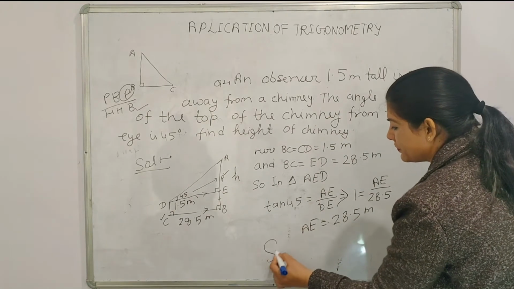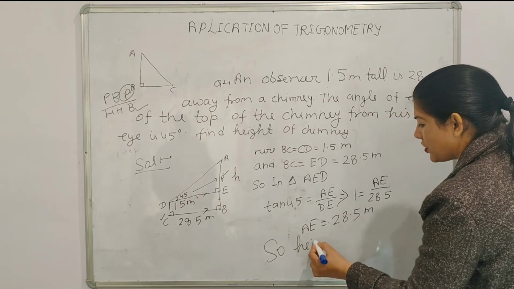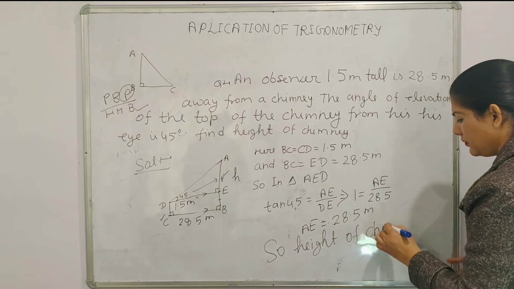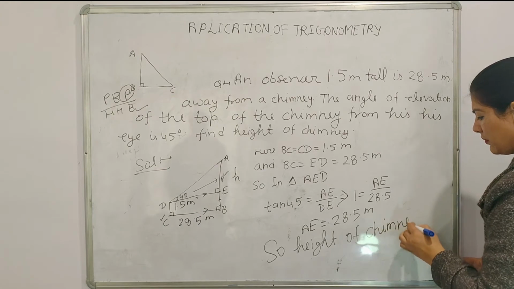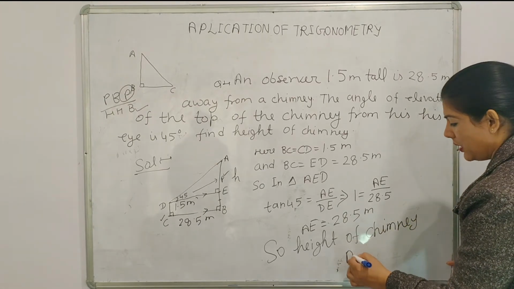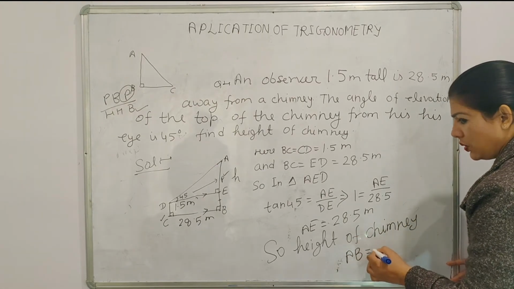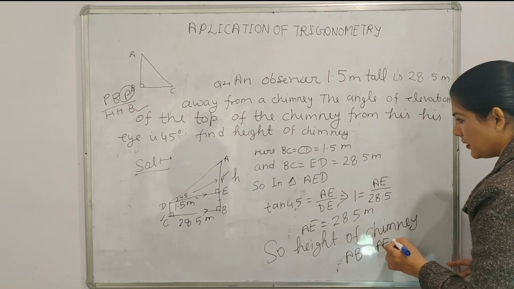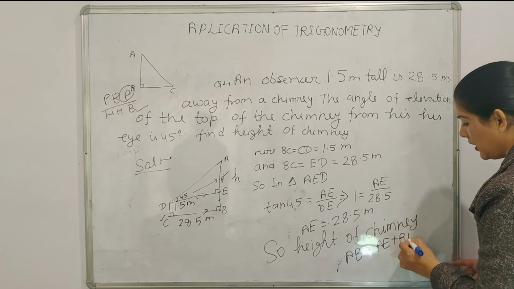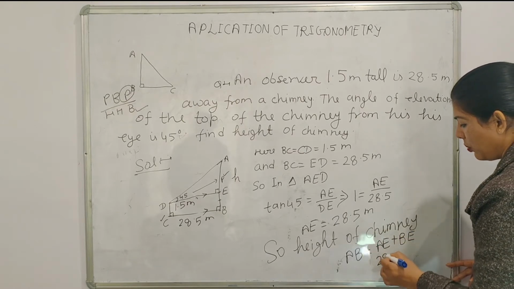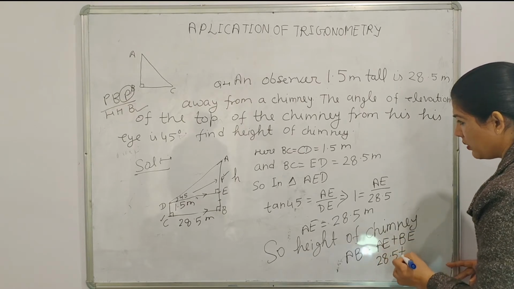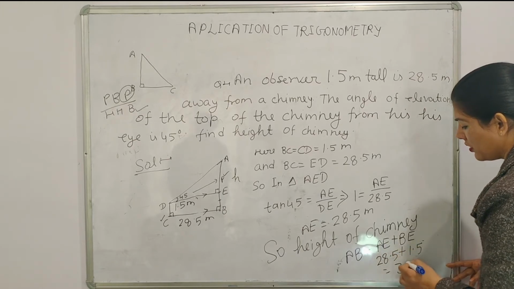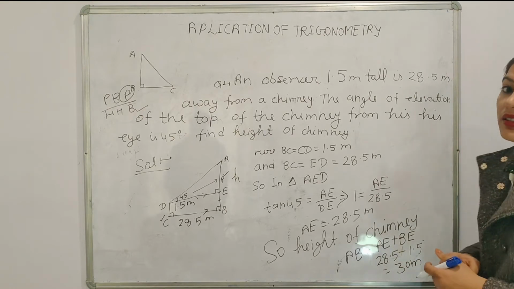So the height of the chimney AB is equal to AE plus BE, which is 28.5 plus 1.5. So it is equal to 30 meter. So the answer is 30 meter.